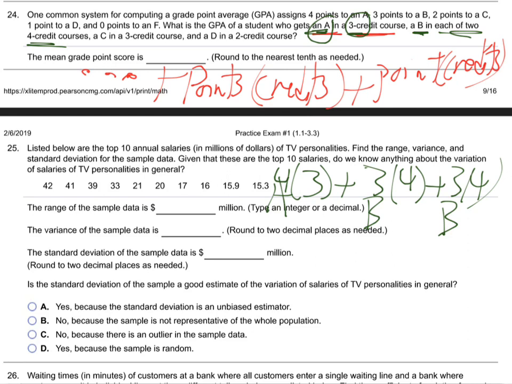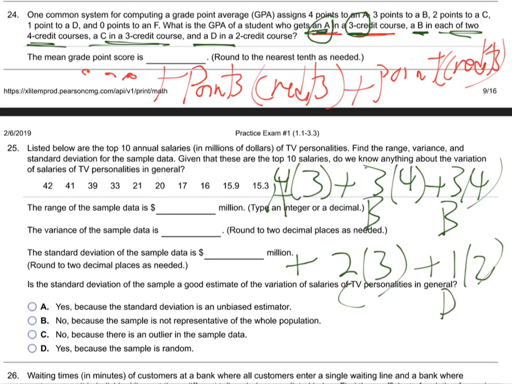What else do we have? A C in a 3-credit class. A C is worth 2 points, times a 3-credit class. What am I doing? And then a D in a 2-credit class. D is worth 1 times the 2 credits. You add all that up, and I'm running out of room here.